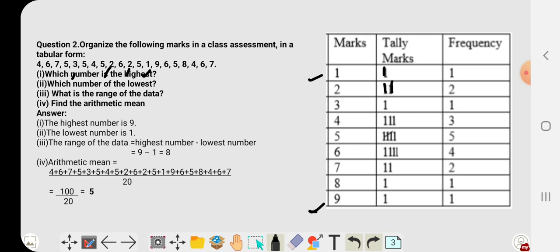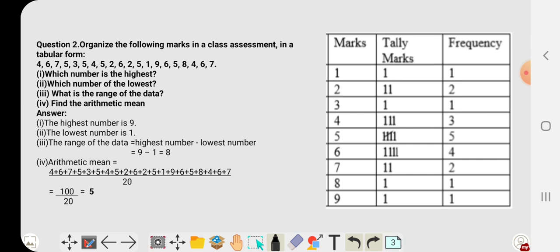Now check for 4. You will see 4 is 3 times. So we will make 3 bars or 3 lines and we will write 3 here. 5 is 5 times. For this what will we do? 1, 2, 3 and 4. For 5 we will make a cross line and make a pack of 5, and in frequency we will write directly 5. This is the way we make the table with tally marks. So in this way I have made the table for all the numbers.